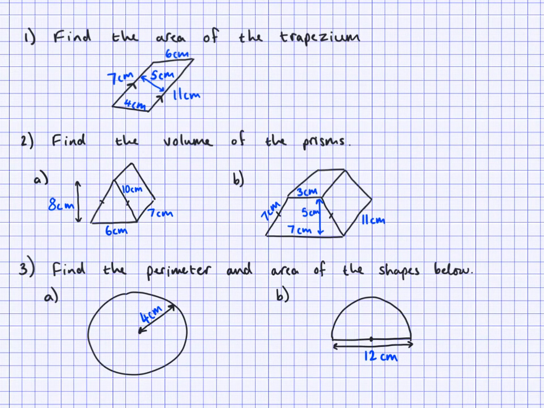Okay, so here are some for you to do. I've got a trapezium here, and I want you to find the area of this one. I want you to find the volume of these prisms that I have here. This one is a sketch of a circle with center here and radius 4. I want you to find the perimeter and area of this circle. This is a semicircle with a center here, and you can see that the diameter here is 12, and I want you to find the perimeter and the area of this semicircle as well.